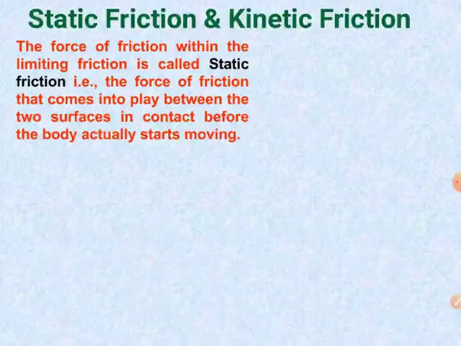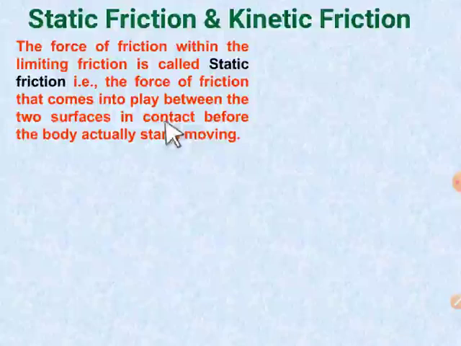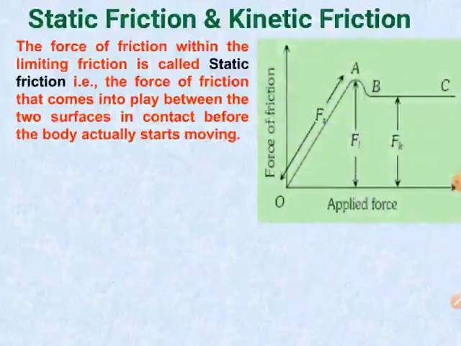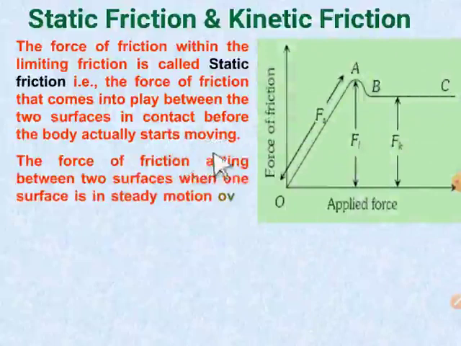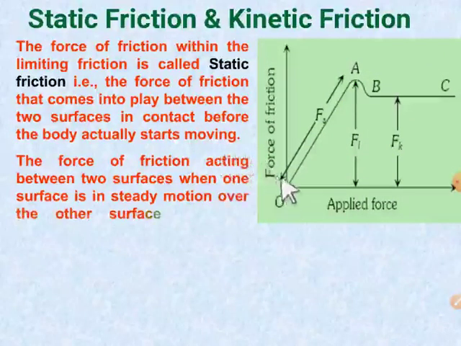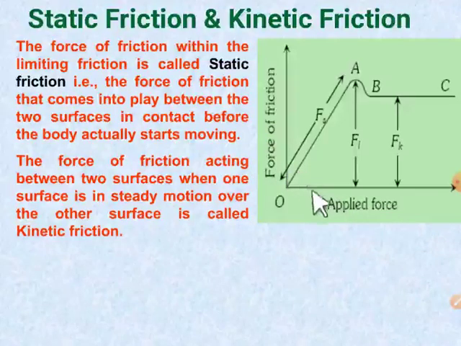As I said earlier, the force of friction within the limiting friction is called static friction. That means that is the force of friction that comes into play between the two surfaces in contact before the body actually starts moving, right? It will also be seen here in the graph. If you are drawing the graph between the force of friction and the applied force, what happens? If you keep on increasing the applied force, the force of friction also keeps on increasing.